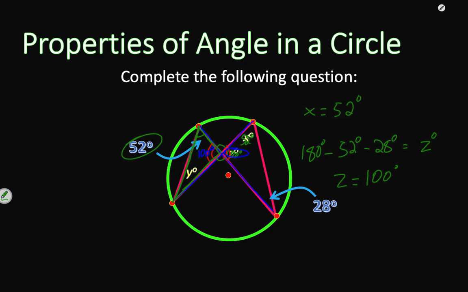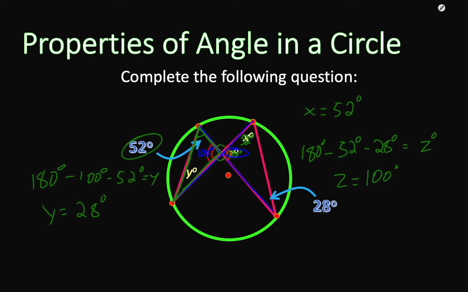Now, I can say my triangle adds up to 180, subtract out 100, subtract out 52. I can say Y equals 28 degrees.